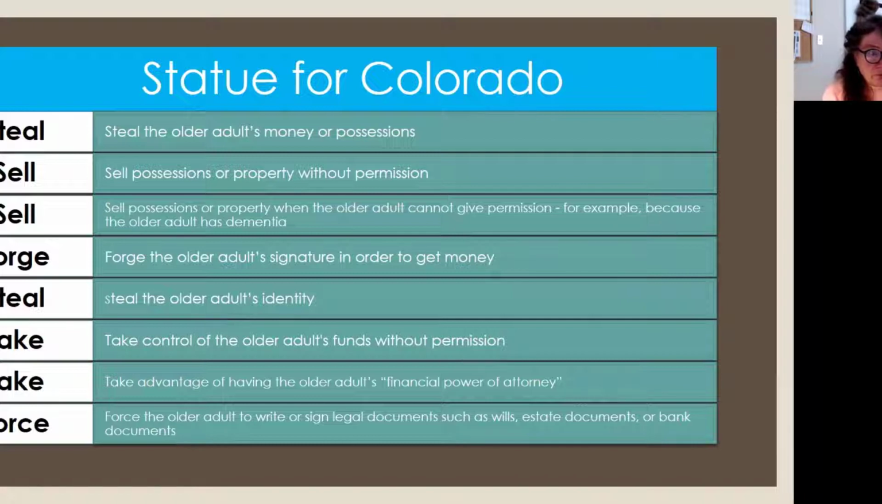People think it's a free rein. Maria teaches a great class on financial power of attorney, so I would recommend that you take that, so that you understand the limitations and what the authority is. And then you might force an adult to sign legal documents. This comes in estate documents, bank documents, and wills.